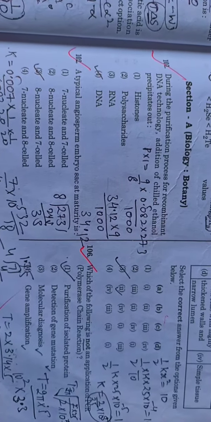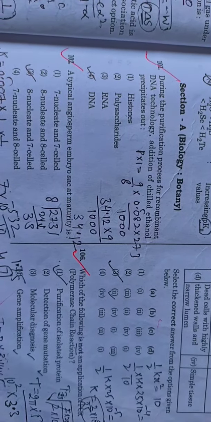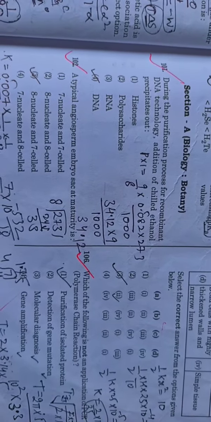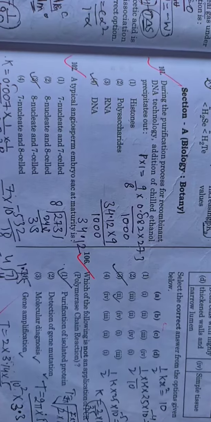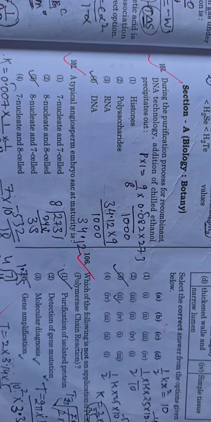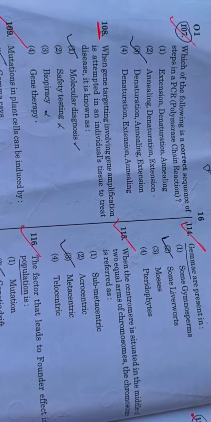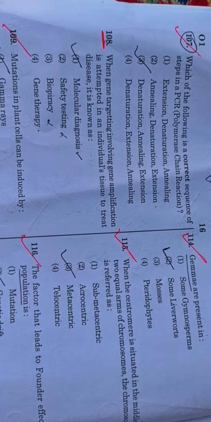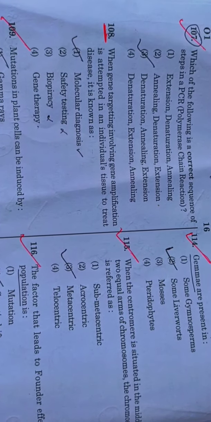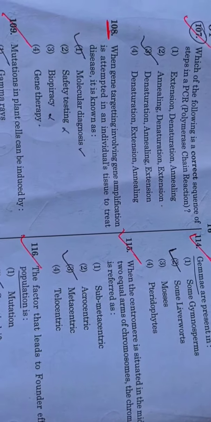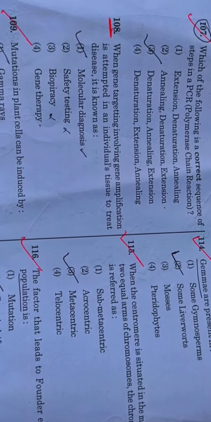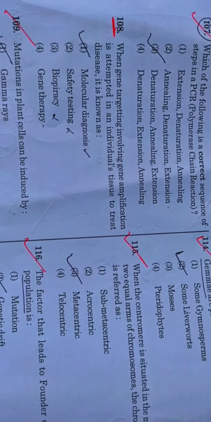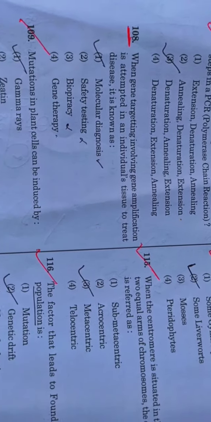Question number 106. Which of the following is not an application of polymerase chain reaction? The last 3 options, that is detection of mutation, molecular diagnosis and gene amplification, are applications of PCR, whereas option number 1 is not. So the correct answer is the first option. Question number 107. Which of the following is the correct sequence of steps in PCR, polymerase chain reaction? According to NCERT, we know that the first step is denaturation, followed by annealing, and third is extension. So the third option is the correct answer.